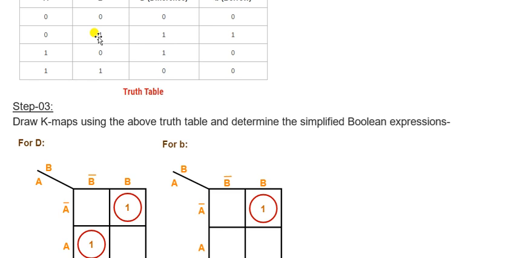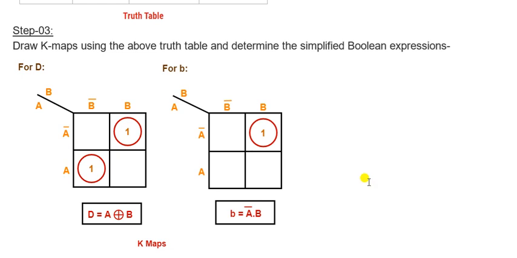So 0 1 combination is having minterm 1. Next 1 0 combination is also having minterm. So here D equal to A XOR B. This pattern is also called checkerboard configuration pattern. Whenever you find such a pattern in K-map, you can directly express your output function in the form of XORing between the inputs.